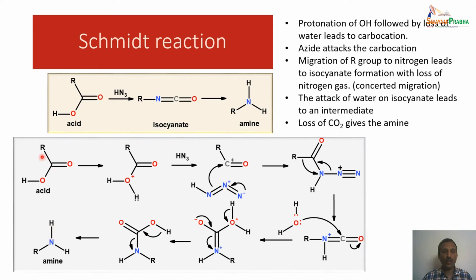If you look here, the alkyl group remains the same. There is loss of one carbon atom. In the conversion of acid to an amine, in this particular case, there is a loss of one carbon atom in the form of carbon dioxide. So this Schmidt reaction gives acid to amine with loss of one carbon atom.